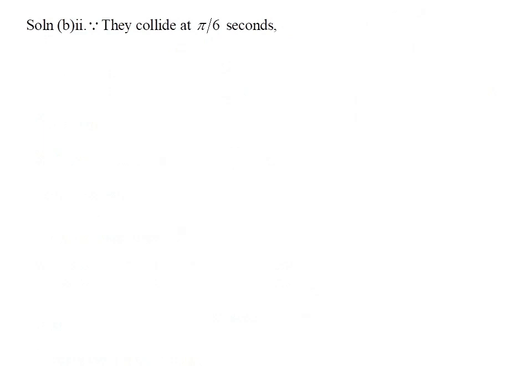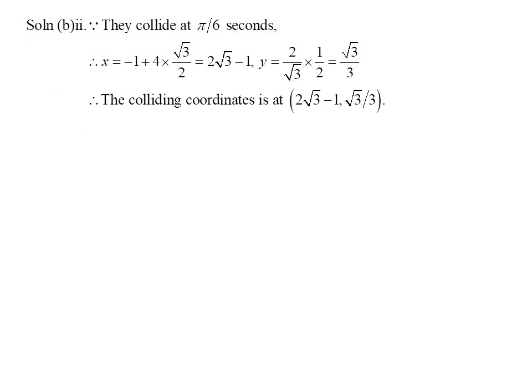As for the second section of part B, since we have calculated that both particles collide at pi over 6 seconds from the first section, what we need to do now is to substitute pi over 6 into either of the position vectors. Hence, the x-coordinate equals negative 1 plus 4 times square root 3 over 2, which equals 2 square root 3 minus 1. In a similar manner, the y-coordinate equals 2 over square root 3 times 1 over 2. So the colliding coordinates are (2 square root 3 minus 1, square root 3 over 3).